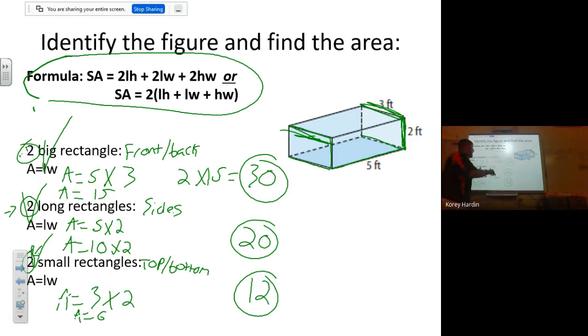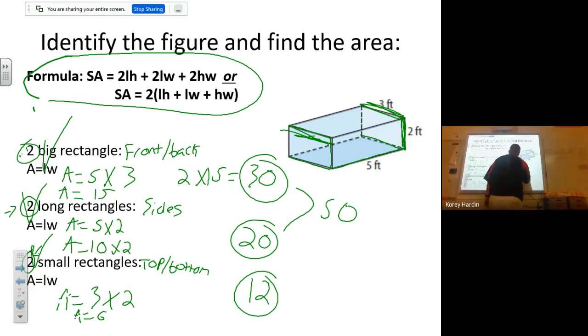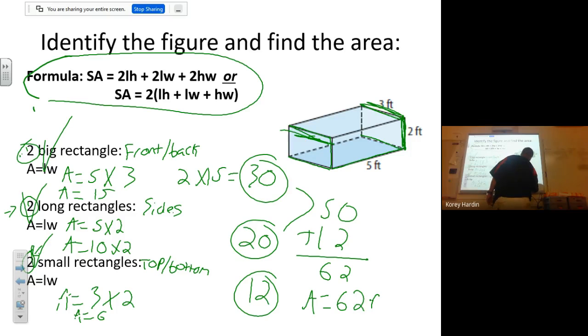Now what I need to do is add these 3 numbers together. So 30 plus 20 is going to be 50. And then 50 plus 12 equals 62. So my area equals 62 feet squared. 62 feet squared.